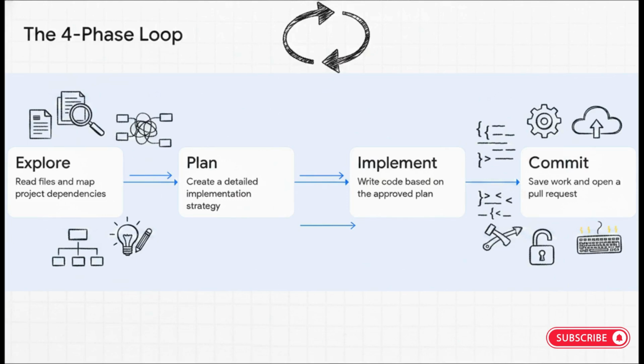Why do we need this structure? Because planning before writing is absolutely critical. In an enterprise environment, if your AI starts rewriting core files without a plan, you're going to waste massive amounts of tokens and introduce bugs. This loop ensures the AI stays on track.